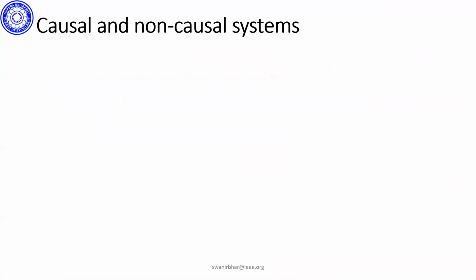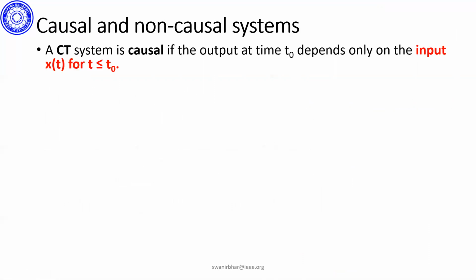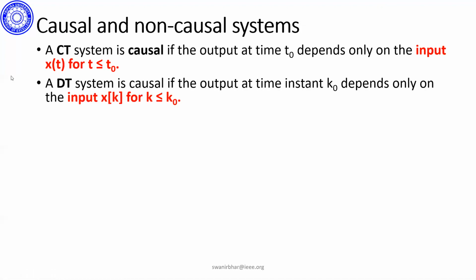Next, coming to the fourth one, causal and non-causal. So what do you mean by causality? A continuous time system is said to be causal if its output at time t0 depends only on the input x(t) for t less than t0. It means the present time is the one which helps to calculate the output. Similarly, a discrete time system is said to be causal if the output at time k0 depends only on the input x[k], where k is less than k0. Both are the same thing, the only difference being discrete time and continuous time.